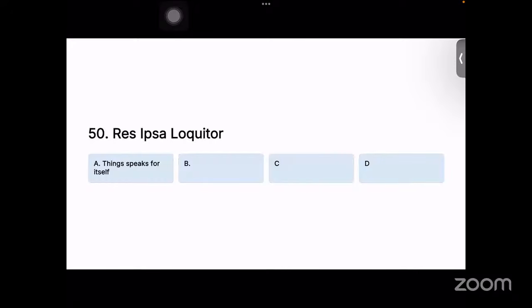Res ipsa loquitur, the thing speaks for itself, is the one. Okay, the thing speaks for itself is the term for res ipsa loquitur. Okay, next.